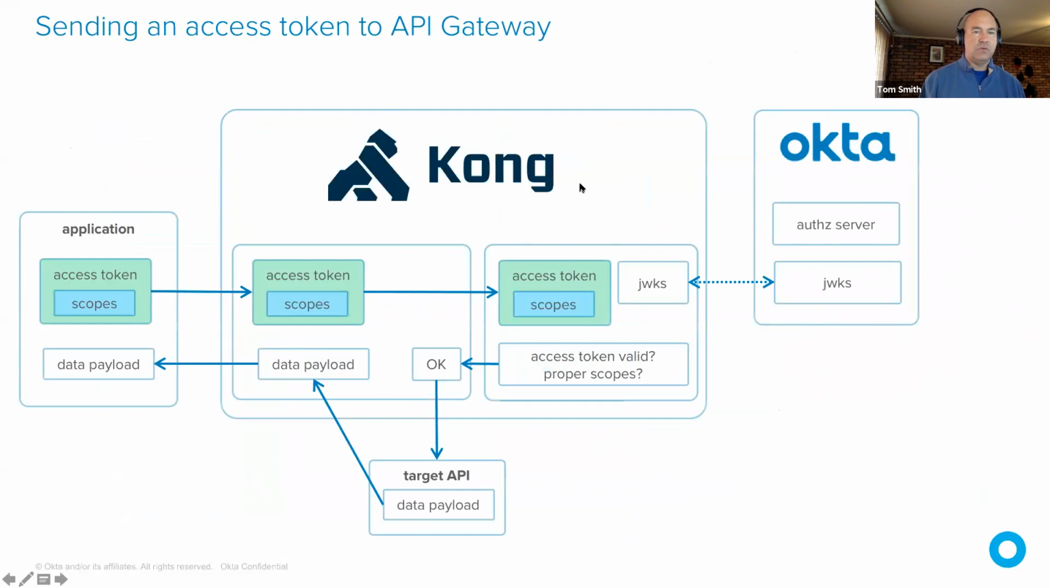And this is just a macro view of what that process looks like in Kong. So here's my application. I'm querying a specific endpoint in an API. I'm passing in that access token. Kong is going to look at that access token, validate it against Okta's keys, and also look at the scopes to see whether they're appropriate for the access point that's being requested. So that's the general pattern of API access management between Okta and Kong. All right, now let's get into a demo.